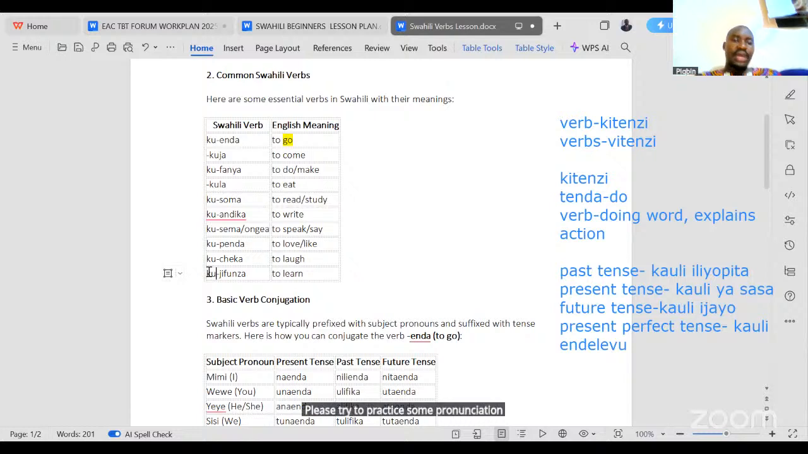The first word is kuenda. Kuenda. Just try to pronounce it silently wherever you are. Kuenda.